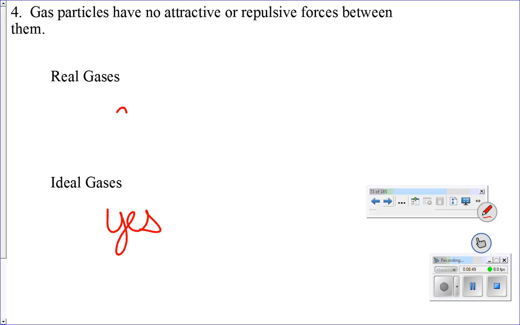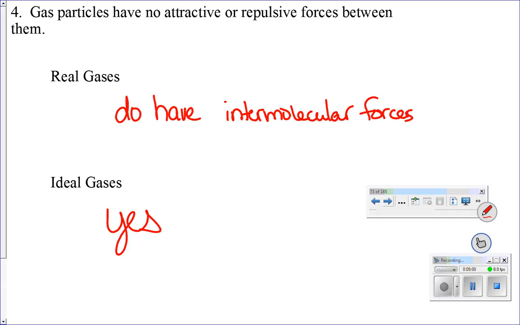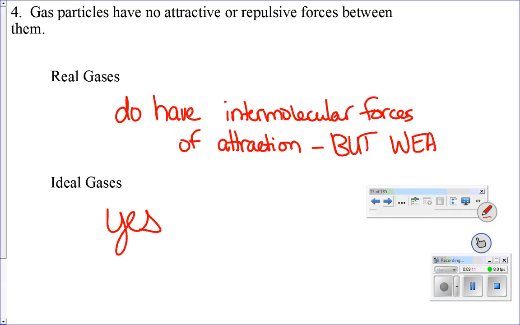So real gases do have what we call intermolecular forces of attraction between them, between the particles. But let's keep in mind, they are weak. So even though this doesn't work perfectly for real gases, it's not too far off. Those forces between the particles are very weak.